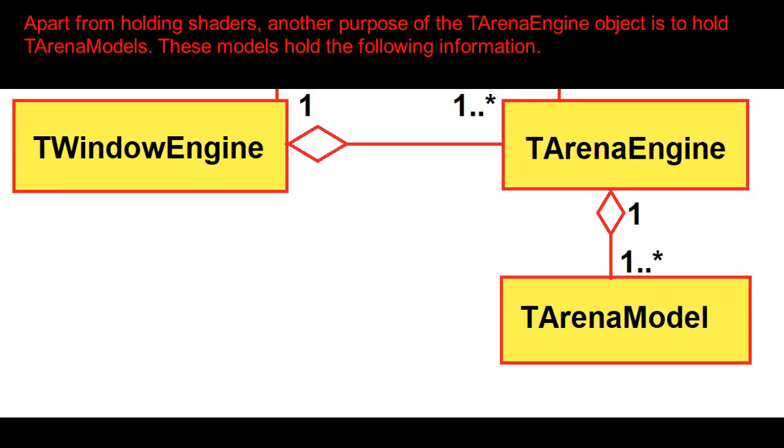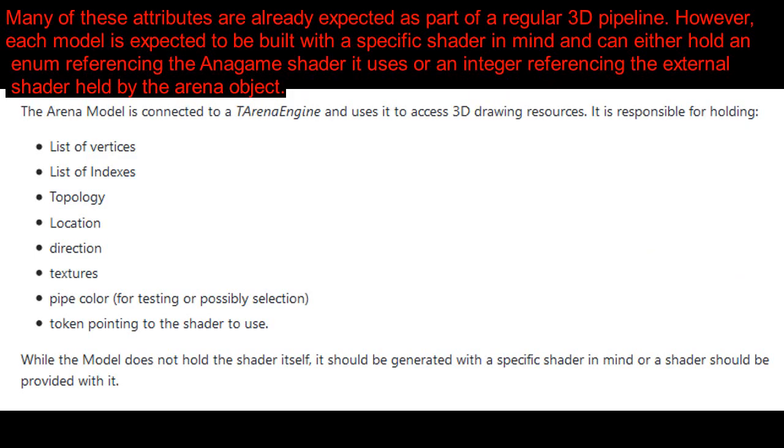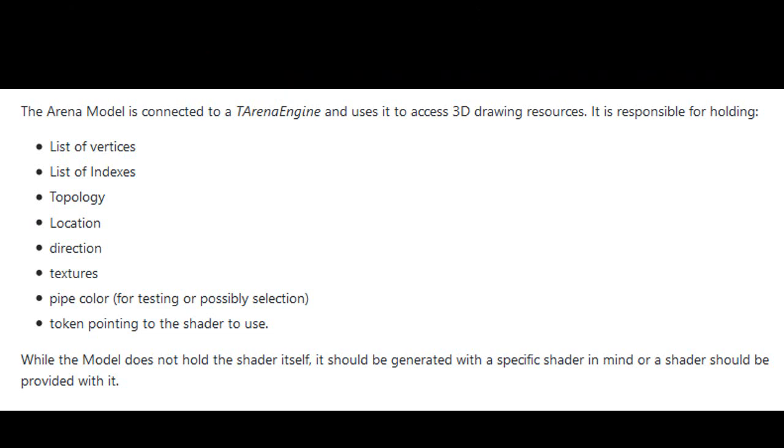Apart from holding shaders, another purpose of the T-arena engine object is to hold T-arena models. These models hold the following information. Many of these attributes are already expected as part of a regular 3D pipeline. However, each model is expected to be built with a specific shader in mind, and can either hold an enum referencing the Anagame shader it uses, or an integer referencing the external shader held by the arena object.